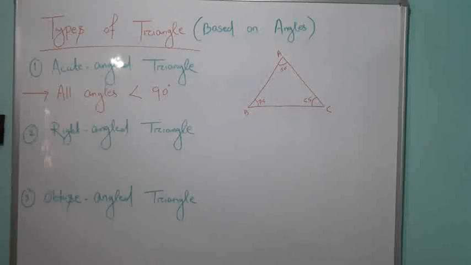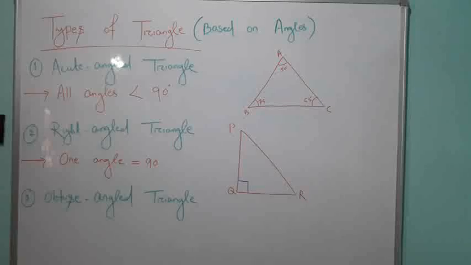Now come to the second triangle, that is right angle triangle. It is a triangle whose one angle is equal to 90 degrees. Let us take an example. Here PQR is a right angle triangle because if you measure the angle of Q, you can find Q is of 90 degrees. If you put this sign, there is no need to write 90 degrees because this indicates 90 degrees. Measurement of Q is equal to 90 degrees. So PQR is a right angle triangle.